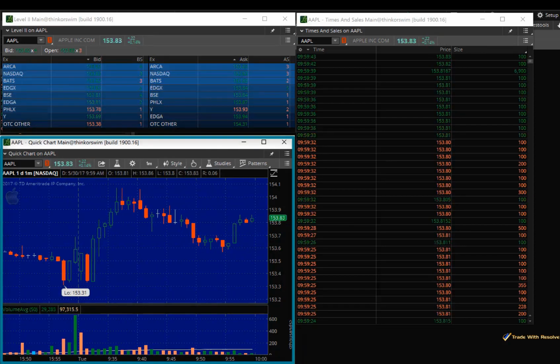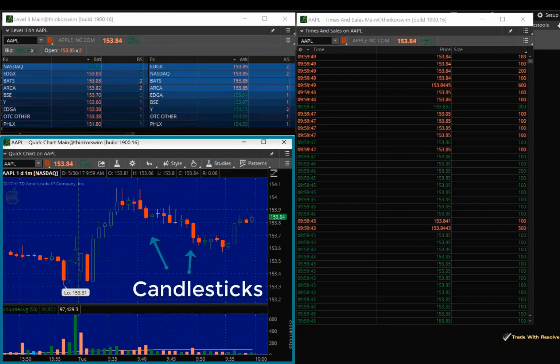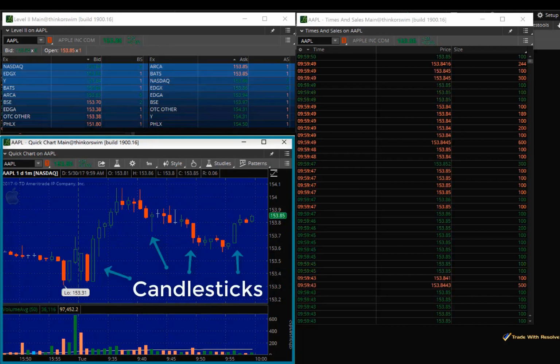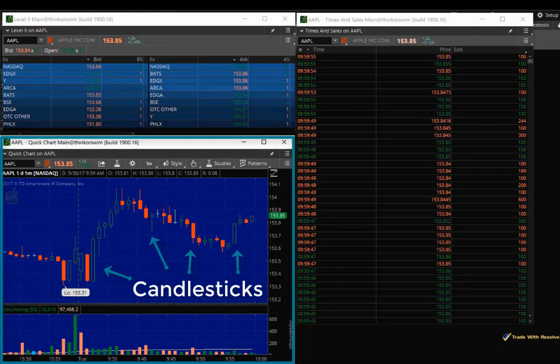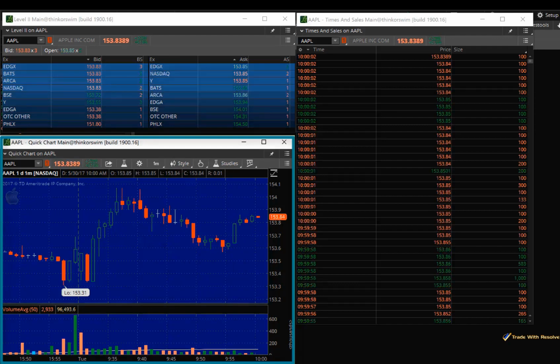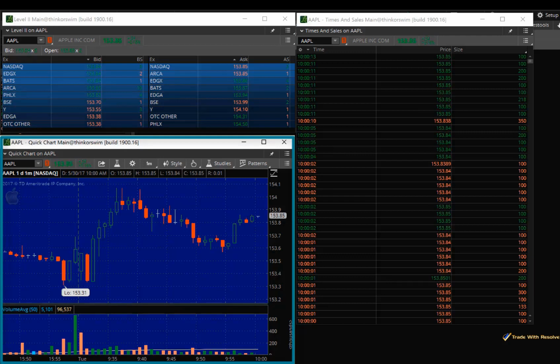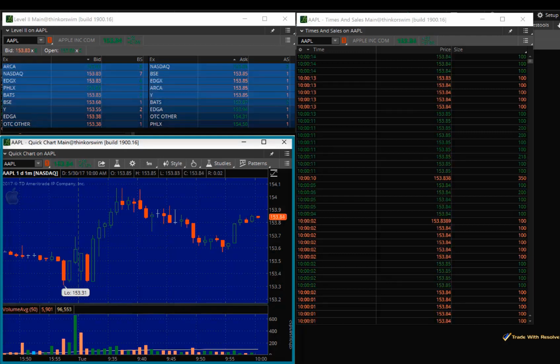Each one of these little rectangular figures is known as a candlestick. We're looking at the 1 minute chart for Apple, so each candlestick represents 1 minute of price action. Whenever you see a red candlestick, that means that the price of the stock decreased. Whenever you see a green candlestick, that means that the price of the stock has increased.